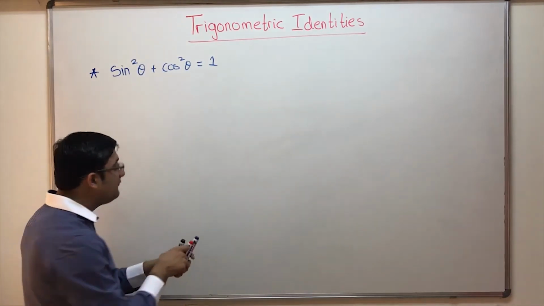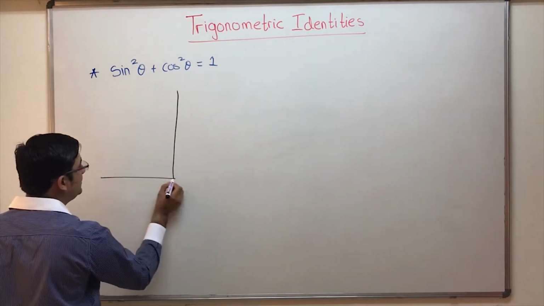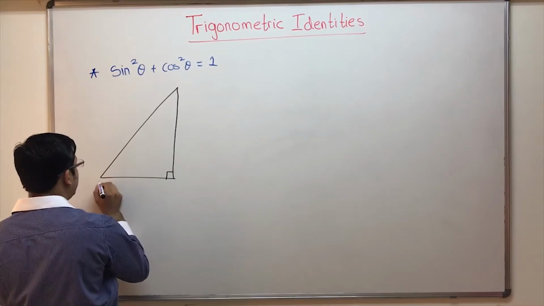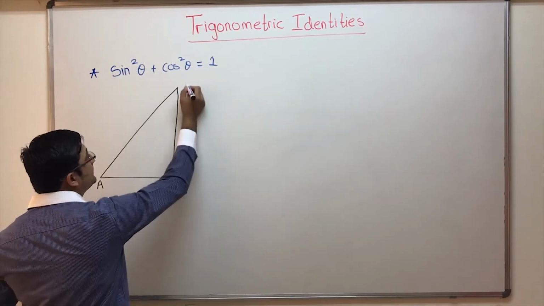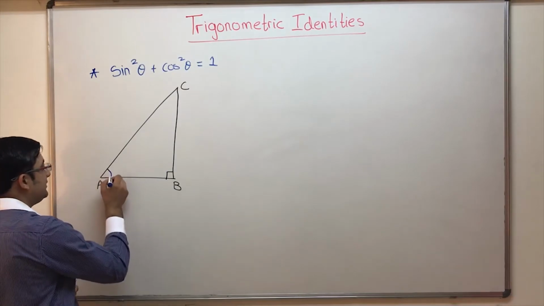So what do we do? First step, take a right angle triangle. So I'll take a right angle triangle over here. Label this as triangle ABC. Next step is mark any acute angle. So let's say I mark this angle as theta.